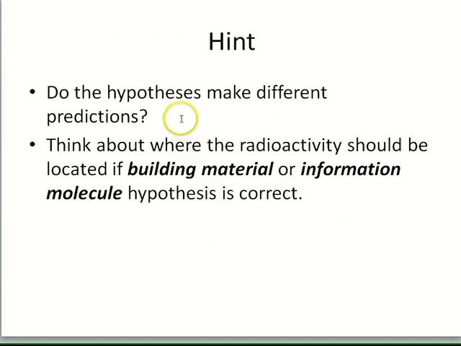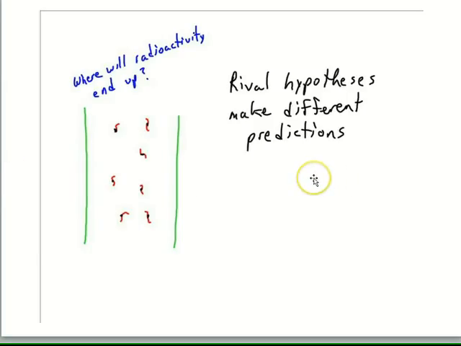Now, to figure out if this is a good experiment, ask yourself whether the hypotheses make different predictions. So we want to think about where the radioactivity should be located if the nuclear molecules are building materials or if they are information molecules. Right? If this is going to be a good experiment, the two hypotheses should have different predictions about where radioactivity will end up. Will it remain in the stalk, or will it end up in the cap?